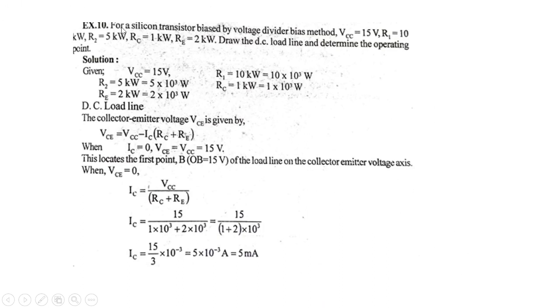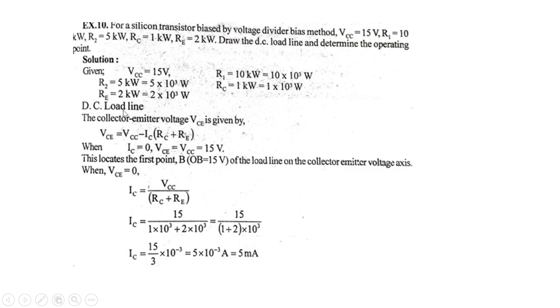Now next example, for silicon transistor biased by voltage divider bias method, VCC equal to 15 volt, R1 equal to 10 kilo ohm, R2 equal to 5 kilo ohm, RC equal to 1 kilo ohm, RE equal to 2 kilo ohm. Draw the DC load line and determine the operating point.